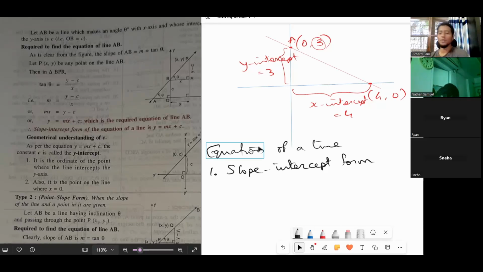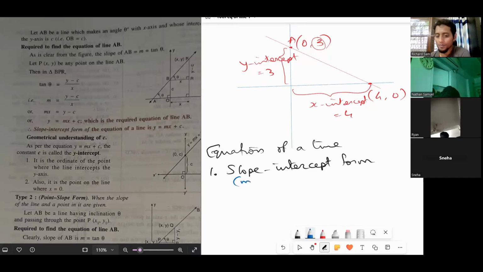There are three ways to create an equation of a line. The first way is using slope and intercept. When we say intercept, we are always talking about the y-intercept. As I said, we don't use the x-intercept anywhere, we use the y-intercept. Now slope is represented by which alphabet? M. Right, we did that before. And the y-intercept is represented by C.